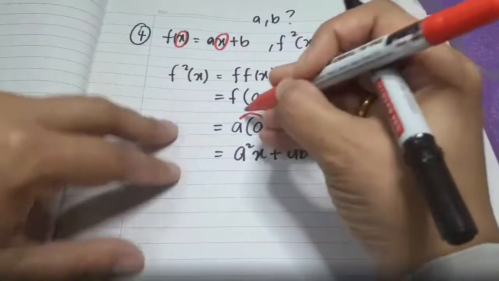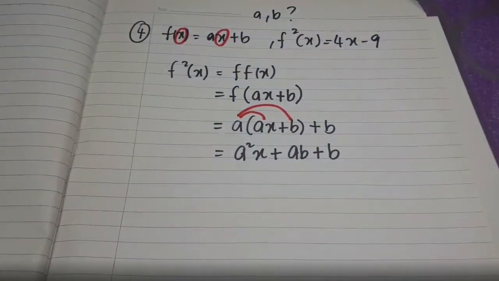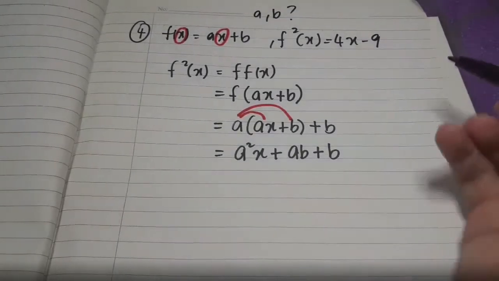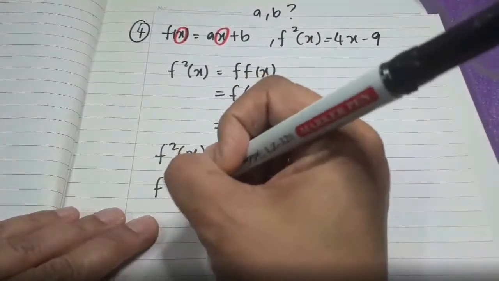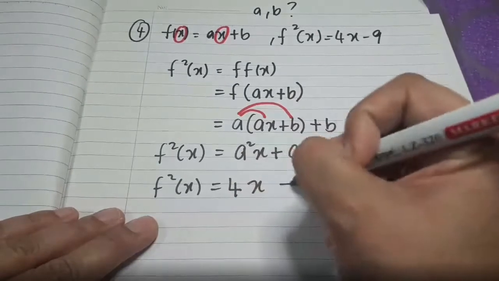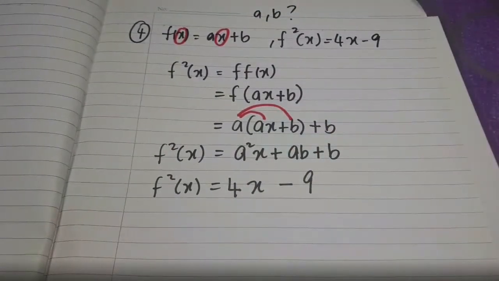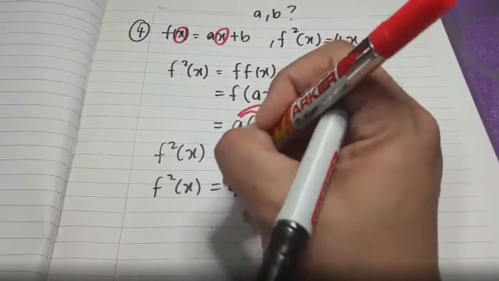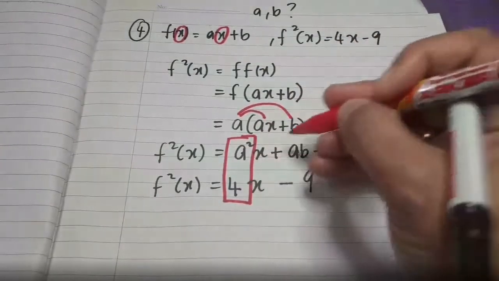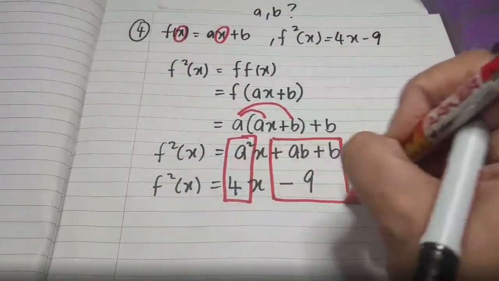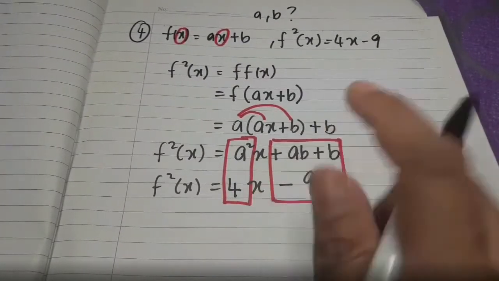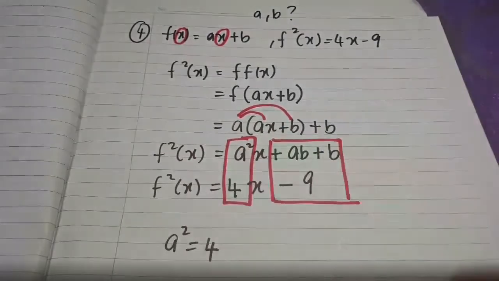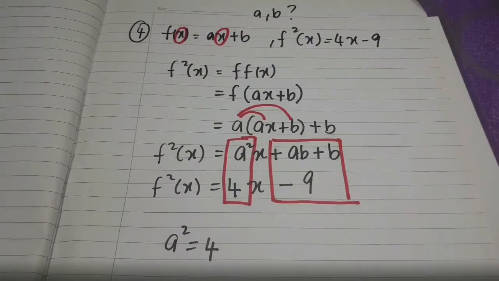I expand. a squared x plus ab plus b. This is from our solution. From question, this is equal to 4x minus 9. Now, we do comparison because x and x. And here, we do comparison. Okay, x with x. So, a squared equal to 4.